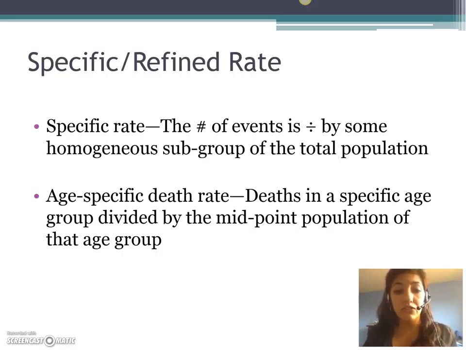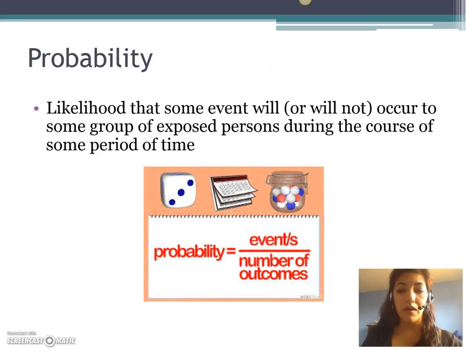Deaths in a specific age group divided by the midpoint population of that age group, because they're part of that age group, so they belong. And that can give you a better understanding and a clearer picture. We also look at probability. We look at likelihood. We're projecting. We're trying to anticipate. These are all terms that we use. Even though we're at 2015 right now, we're trying to see what numbers are going to look like in the year 2020, 2025, 2050.